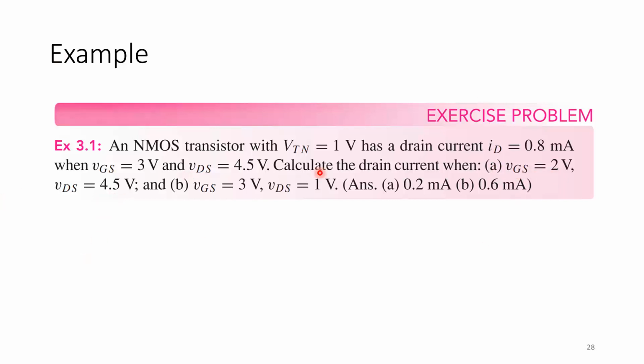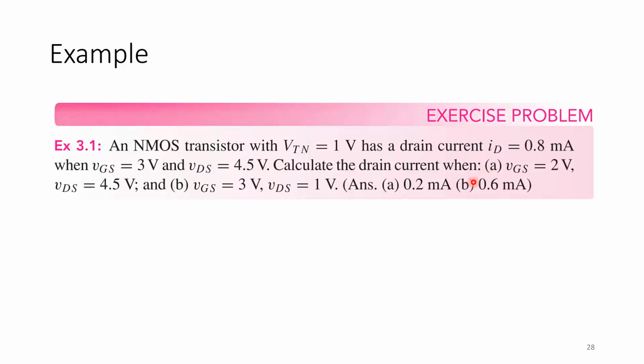So what's going on here? It doesn't give you what Kn is. So I assume from this expression, you have threshold voltage, drain current, VGS, and VDS. First, based on VGS of 3 volts, VDS of 4.5 volts and a VTN of 1 volt, you have to decide whether this combination of 0.8, 3 and 4.5 is in saturation or in triode. Once you decide that, you can find the value of Kn. Once you find the value of Kn, you can now calculate the drain current.